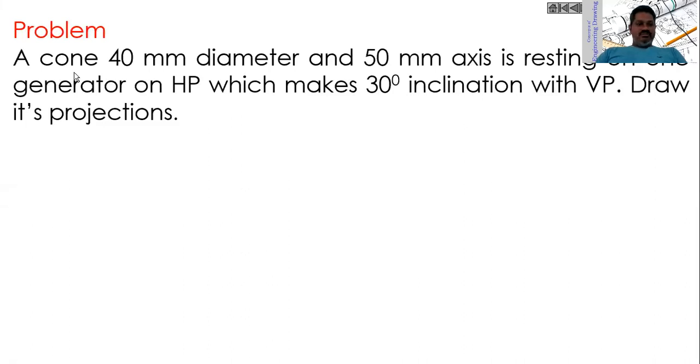I read out the problem once again. A cone of 40 mm diameter, the base diameter is 40 mm, and 50 mm axis means the height of the cone is 50 mm, and it is resting on one generator on HP. That means one of the generators of the cone is resting on HP, and it is also making 30 degrees with vertical plane. With these two conditions, we have to draw the projections of the cone.